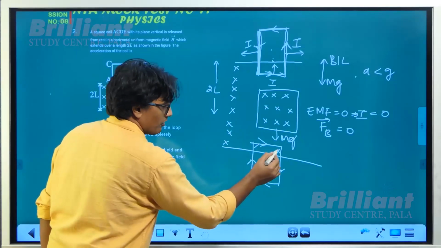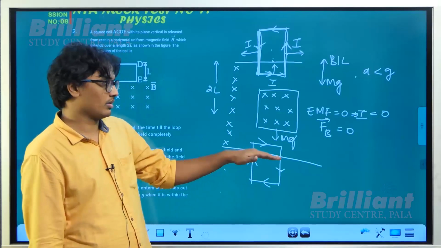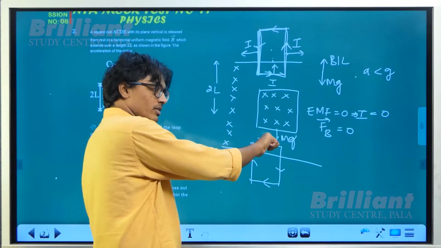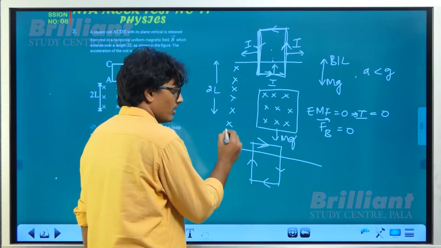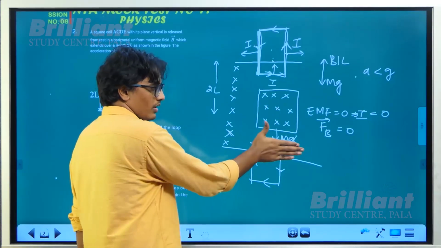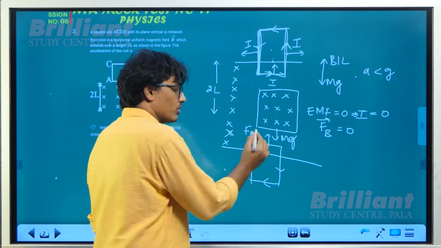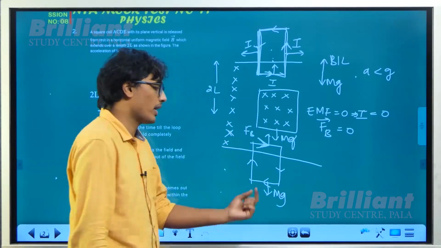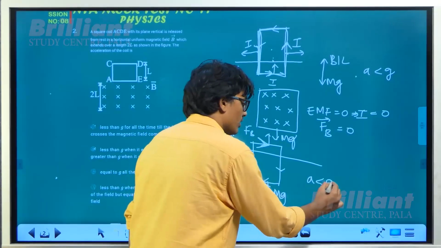Flux is decreasing. As this coil leaves this, flux is decreasing. To oppose it, it will try to increase it in this direction. So current will be clockwise. If the magnetic field is into the board, the current is in this direction. So force will be I into L bar cross B bar, upwards. So the magnetic force is again upwards. There is mg downwards. So acceleration will be again less than g.